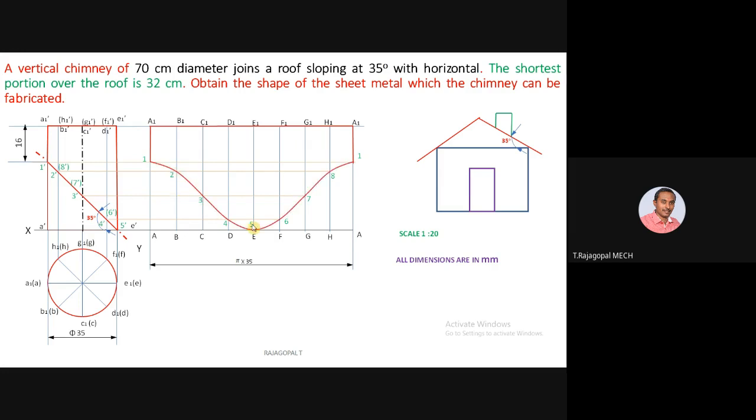Okay, draw a curve by joining all 1, 2, 3, 4, 5, 6, 7, 8, 1 by a curve. This is the final answer of this question, development of chimney in sheet metal. Here, I will tell you, if you are not conscious, if you are not active, most of the times what students will do is what they did in prism, B1 to 2, C1 to 3, D1 to 4, they change this into thick line.